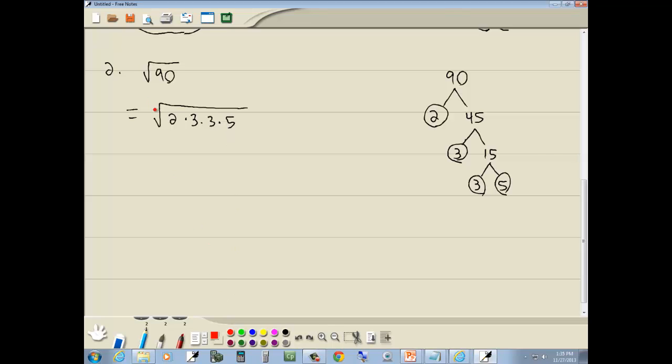Now our index is 2. It's a square root again, which means we're looking for a pair of somethings. Here's a pair of 3's. A pair of 3's is going to come out in front as a single 3. And we're left with 2 times 5 inside, which gives us 10. So 3 square root of 10 is our answer.